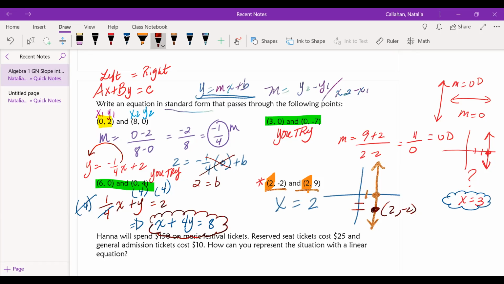And the next one is (2, 9). 1, 2, 3, 4, 5, 6, 7, 8, 9. And as you can see, both of these points are on this line. So indeed, my answer is x equals 2. So it is correct.